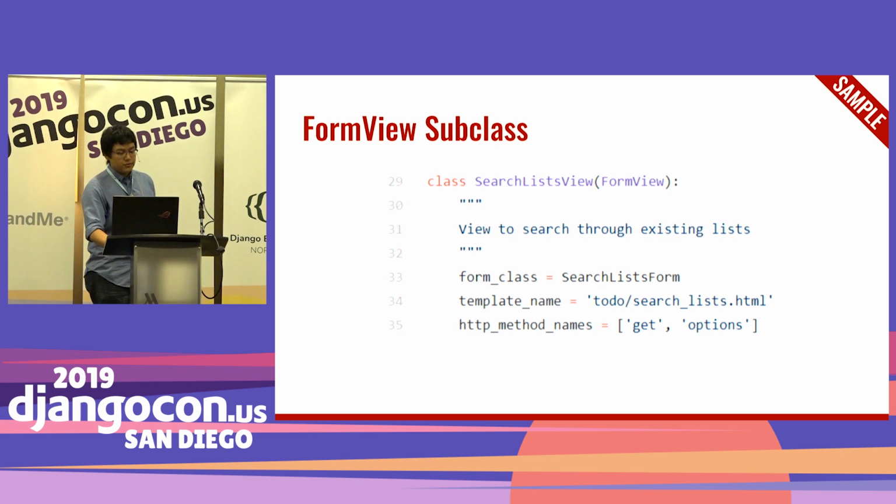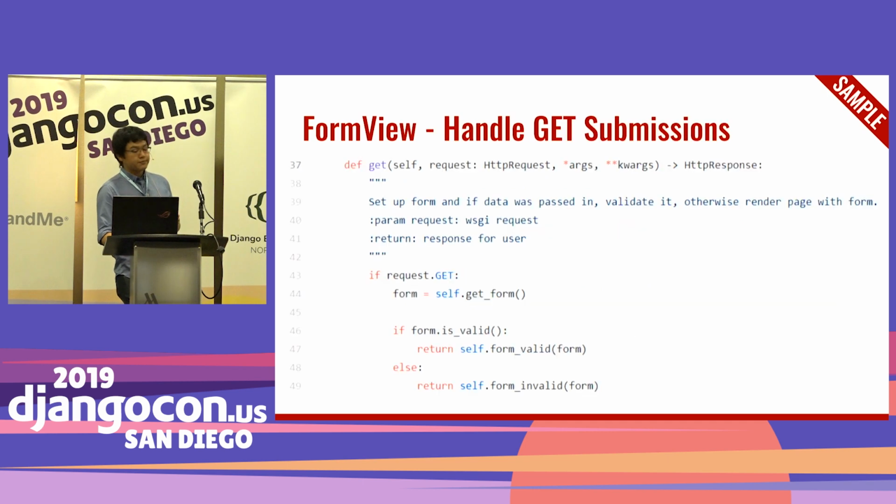So if you want to use it, you can easily subclass it and just set a form class and template name, and you'd be set. I took it a step further here, though. I want to make a form that handles a get form, or get submission. So I limited the HTTP method names to get and options. And so I need to do a little bit more now.